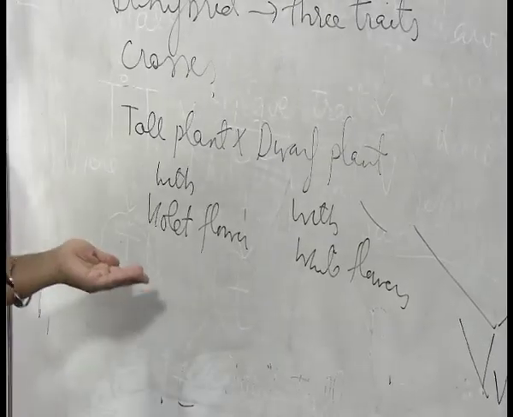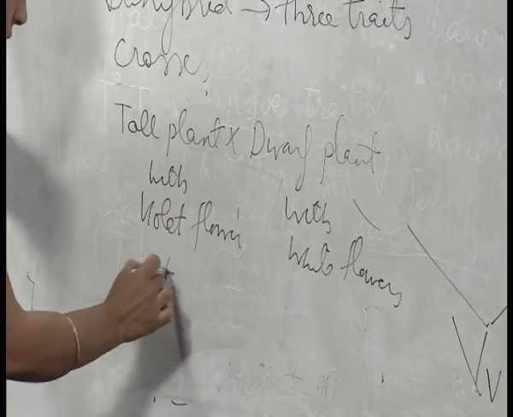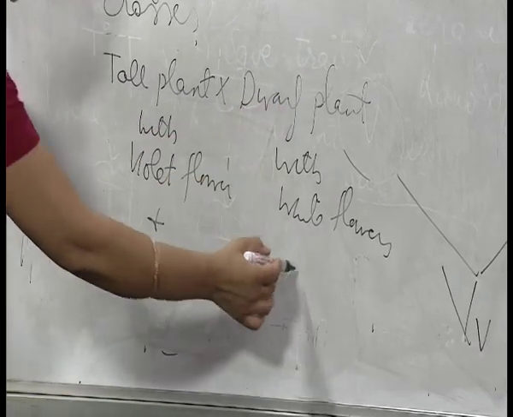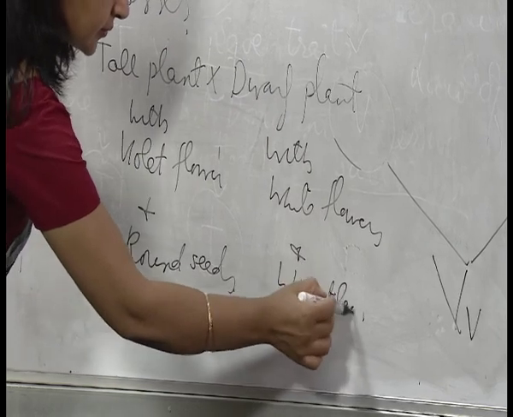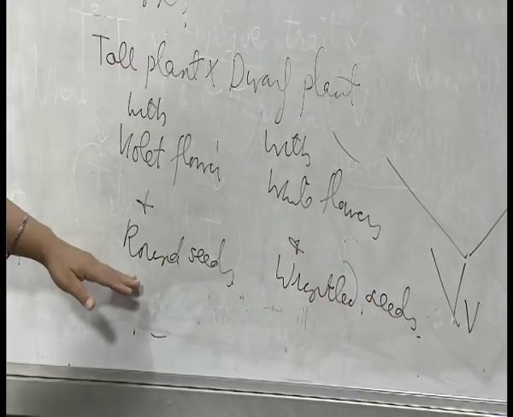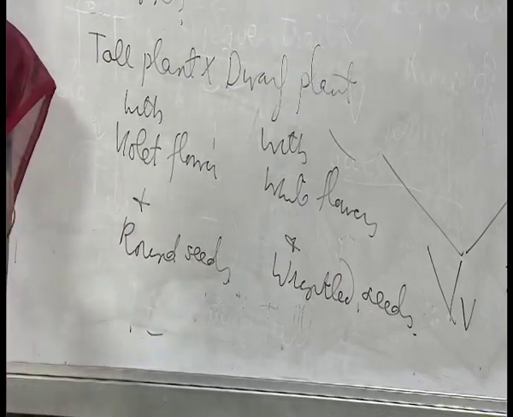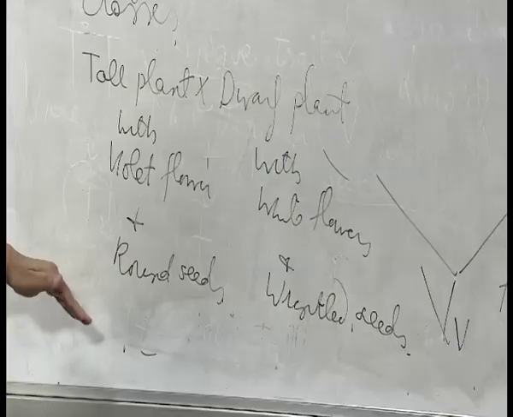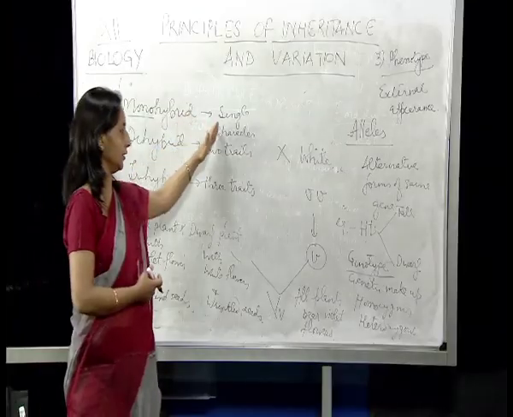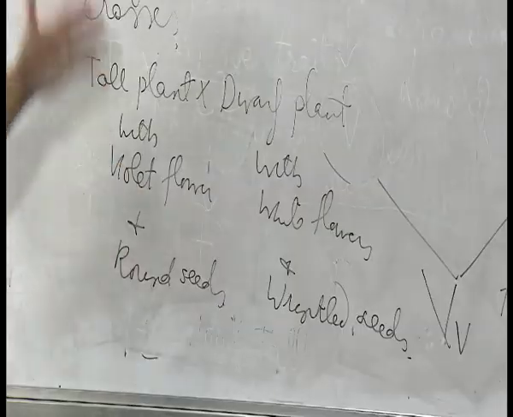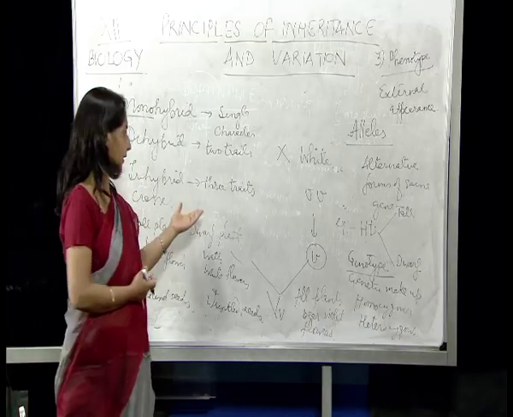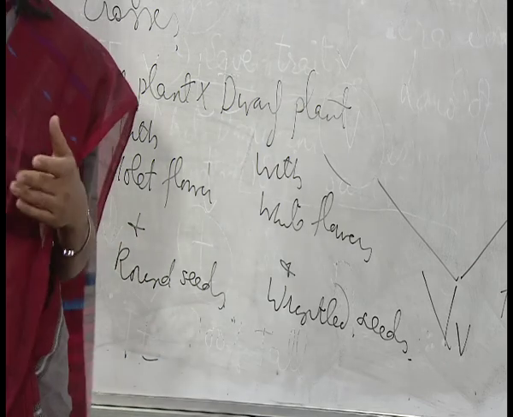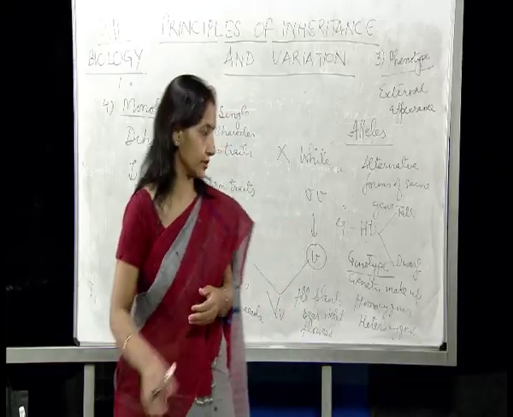If we add one more dimension to it, a tall plant with violet flower and round seeds is crossed with a dwarf plant with white flowers and wrinkled seeds. Now here we have taken the shape of these seeds into consideration at the time of cross. Therefore, this is the example of trihybrid cross. So when we take a single character during inheritance of a trait, that's monohybrid. If we consider two traits at a time, this is dihybrid cross. And when we study three traits together at the time of cross formation, this is called a trihybrid cross.